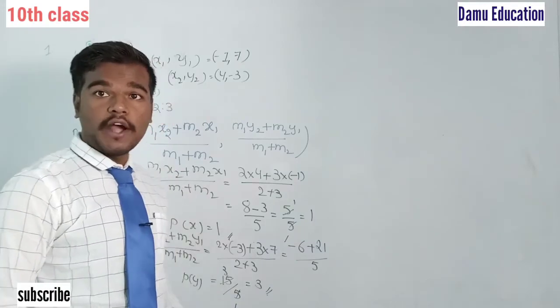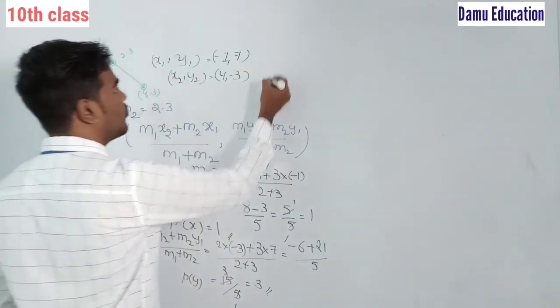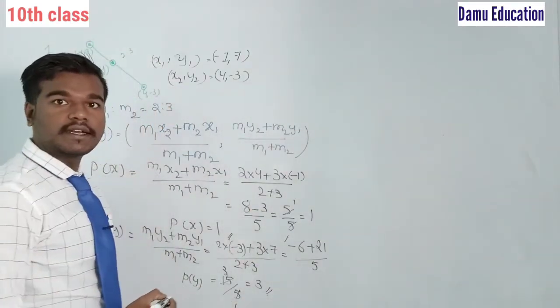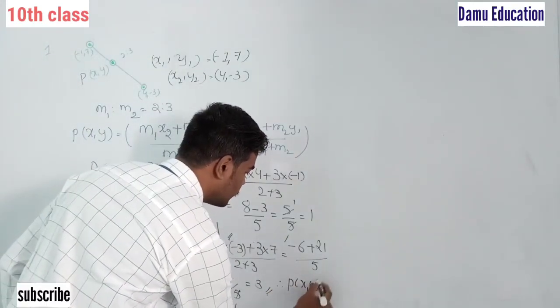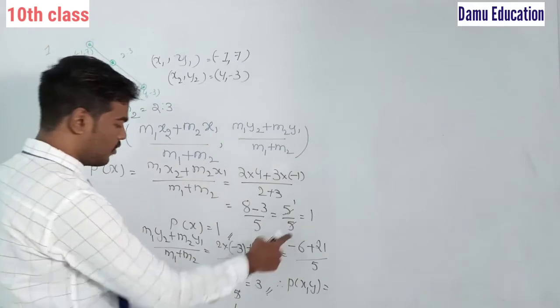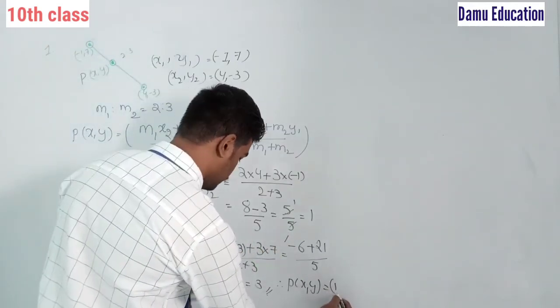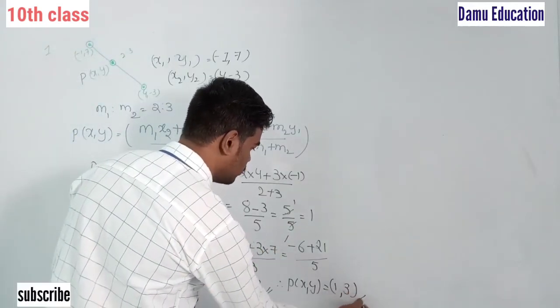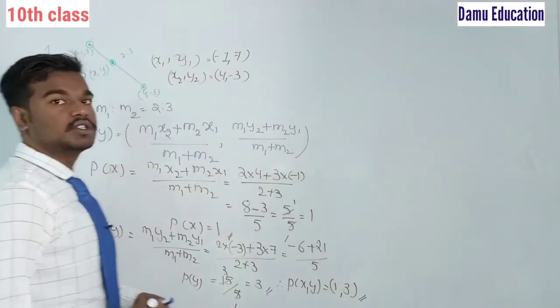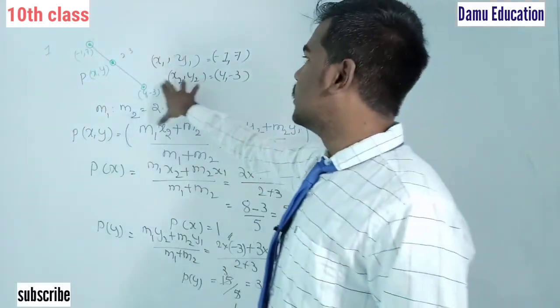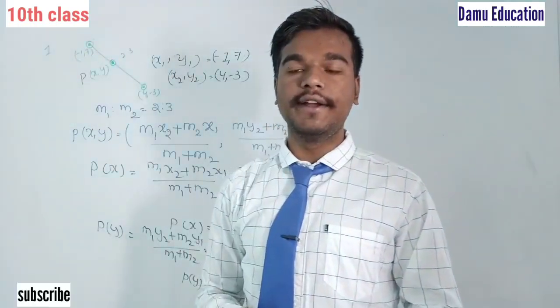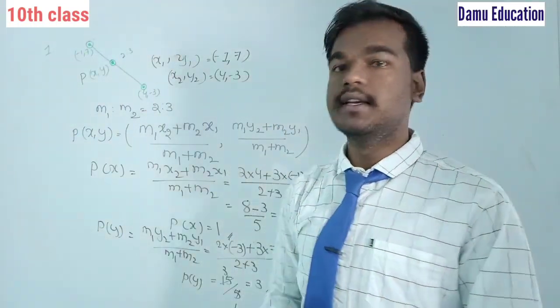Then what is the point? That is P of x comma y. Therefore the point P of x comma y will be: x is 1, and y is 3. So 1 comma 3. So this is the point which divides the line joining the two points, P of x comma y, that is 1 comma 3.